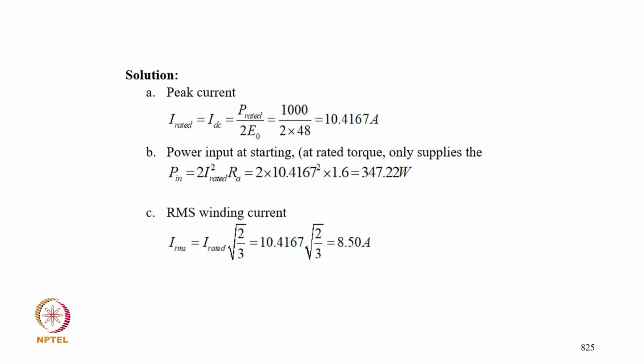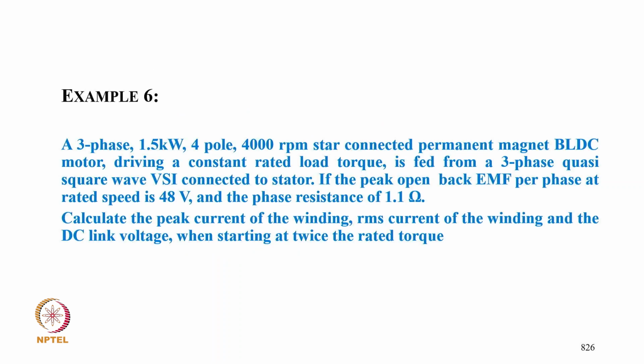Going to the solution, peak current is I rated equal to IDC, P rated upon 2 VP, that's 10.4167 ampere. Power input at starting with rated torque supply, P in equals I square RA, that comes 347.77. So RMS winding current is IRMS equals I rated times root 2 by 3, that comes 8.5 ampere.